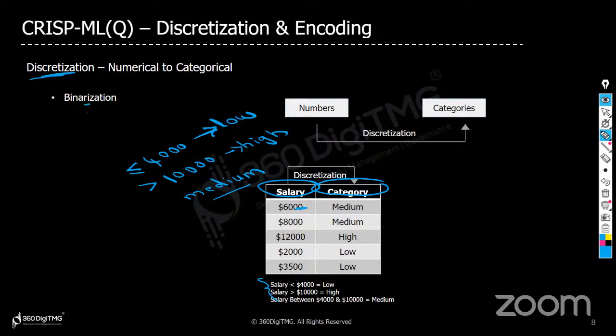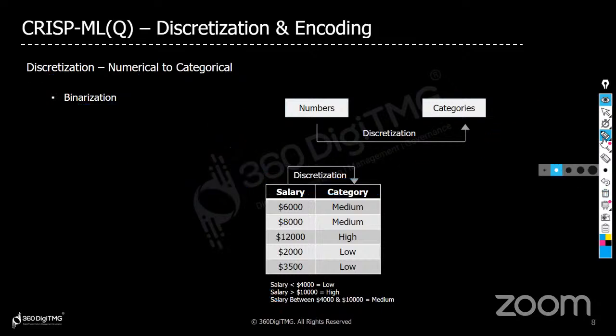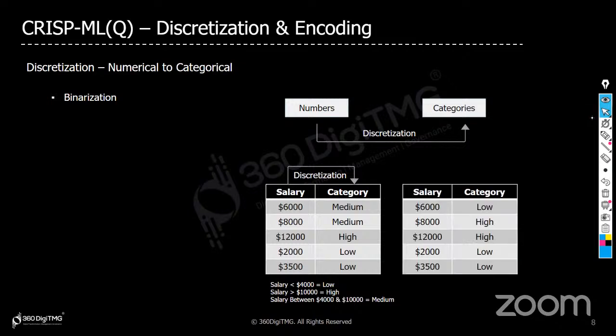So what is binarization? When we apply only two rules, when we have only two categories. If you observe here, there is medium, there is low, and there is high. If you have only two categories, when you convert a numerical column into two categories, then it is called binarization. We will check it out. I'll just delete this. So see, this is again one more example. This has only two categories, high and low. So for binarization, we have applied only two rules.